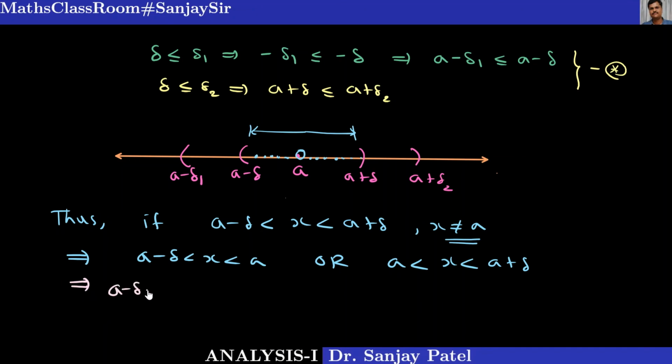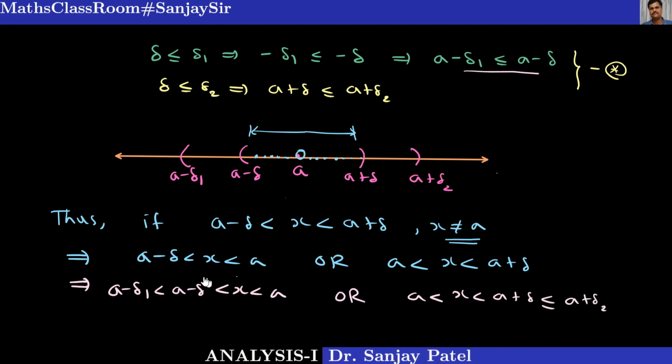And this means that A minus delta 1 less than A minus delta, as we are discussing in star, which is less than x less than A, or A less than x less than A plus delta, which is less than or equal to A plus delta 2. Here also I should write less than or equal to. So in any case, if x is satisfying this condition, from result 1 I can say mod of f(x) minus L is less than epsilon, and here also if x is satisfying this condition, then again from result 2 I can say mod of f(x) minus L is less than epsilon.